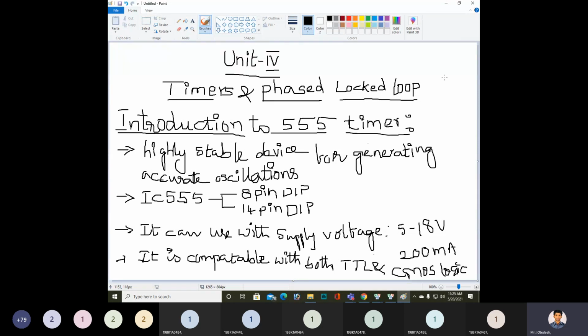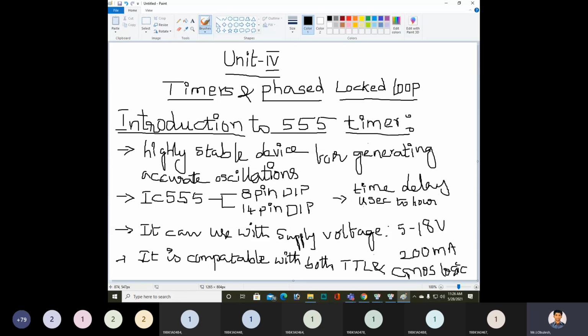It can provide time delay ranging from microseconds to hours. We are missing that point, we need to remember it. It can provide time delay from microseconds to some hours.